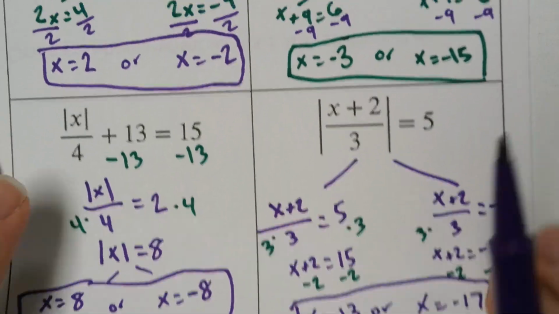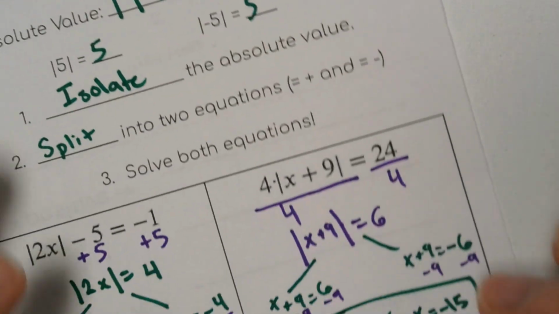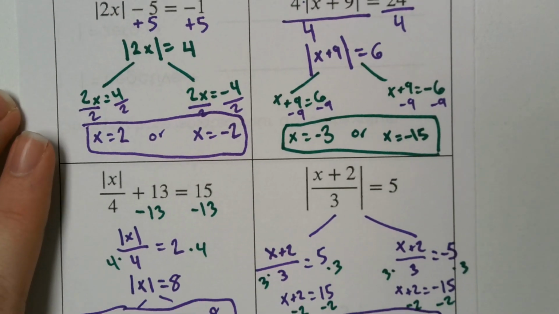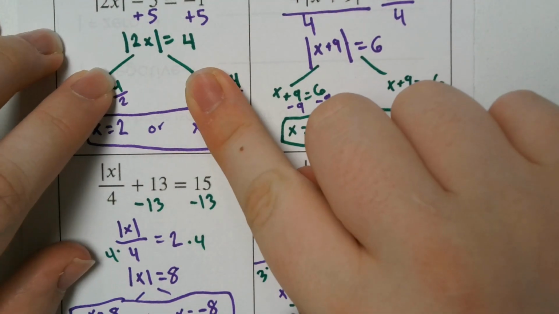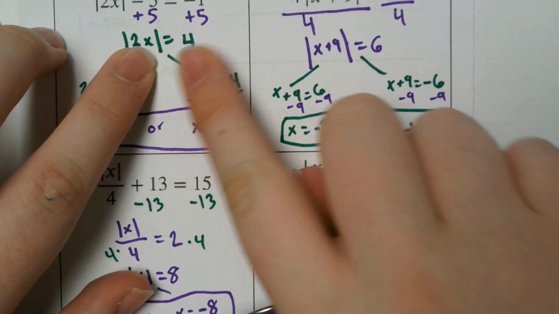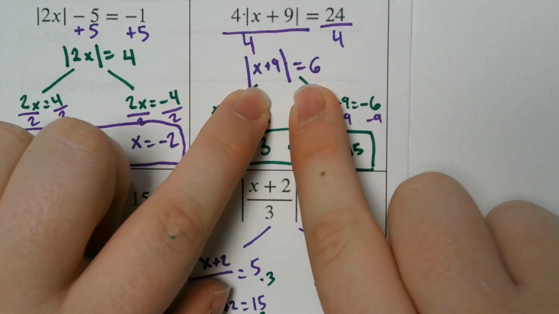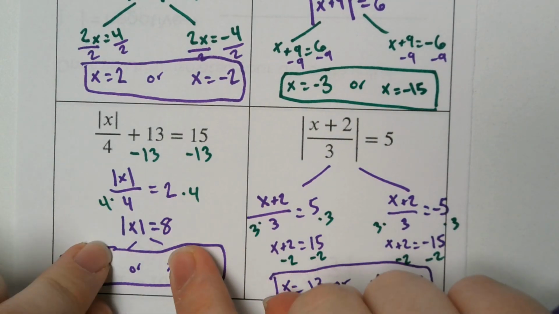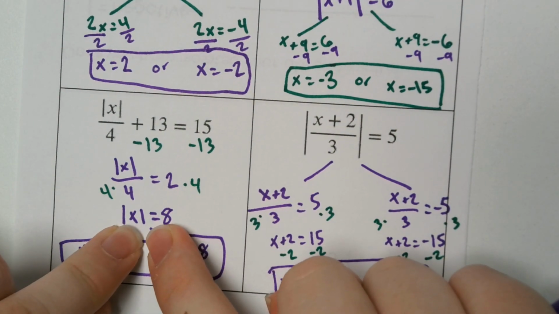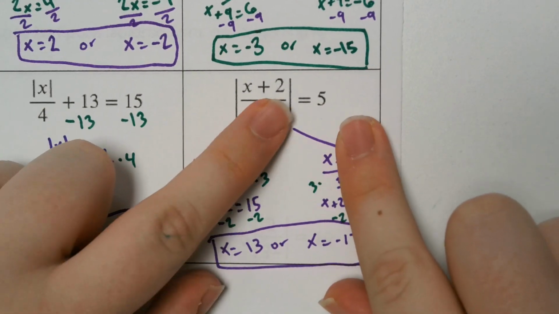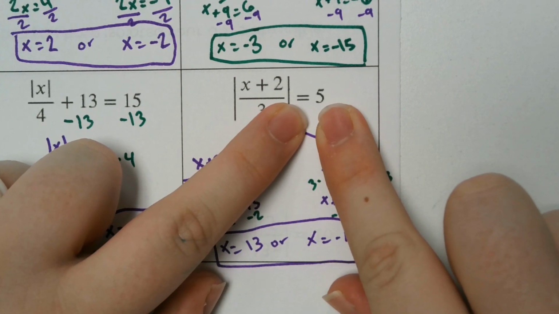Alright, let's move on to the back. Actually, one thing before we move on to the back. I'm going to zoom this out real quick. We're going to look at something. Okay, right before we split this, it's equal to positive 4, right? Right before we split this, it's equal to positive 6. Right before we split this, what's it equal to? Positive 8, okay? Right before we split this, it's equal to positive 5, okay?